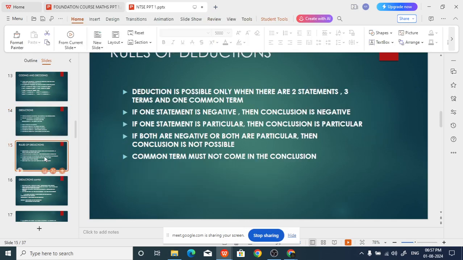All of you listen to these rules. These rules are very important. Once you know these rules, any type of problem in deductions you can answer. Deduction is possible only when there are two statements. When they give two statements, from that you can deduce something and arrive at the third statement.